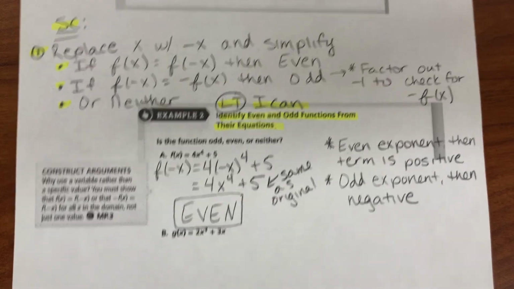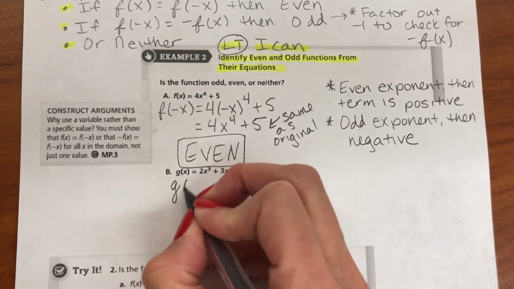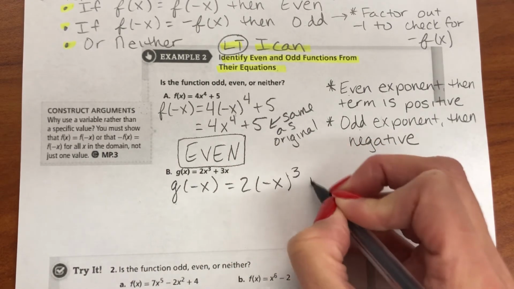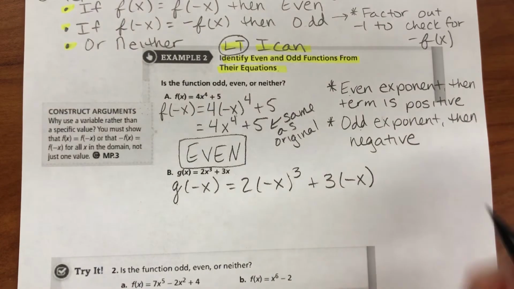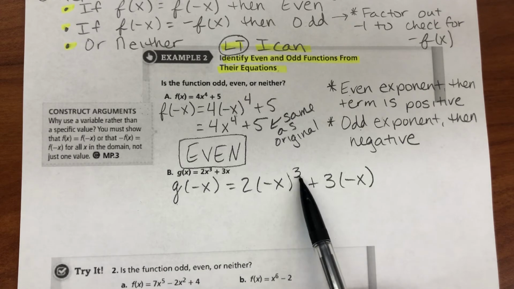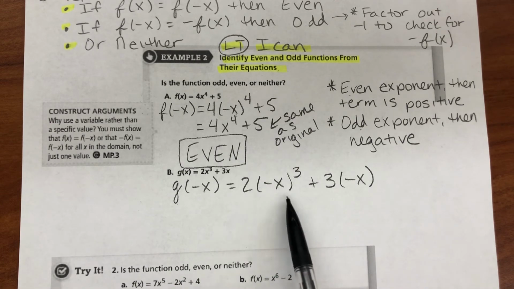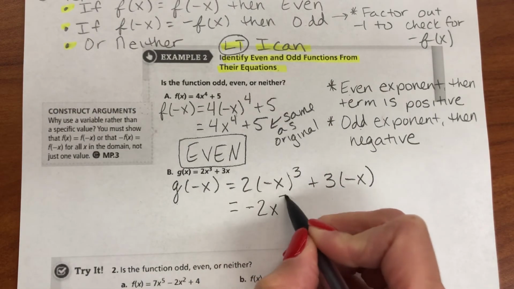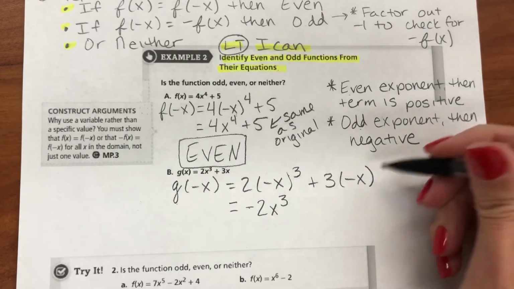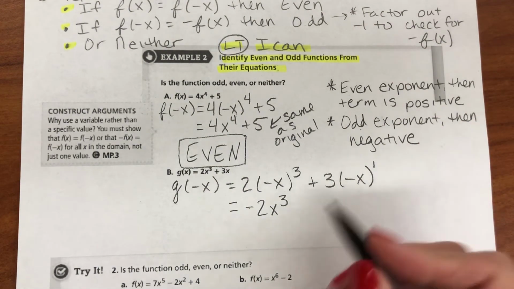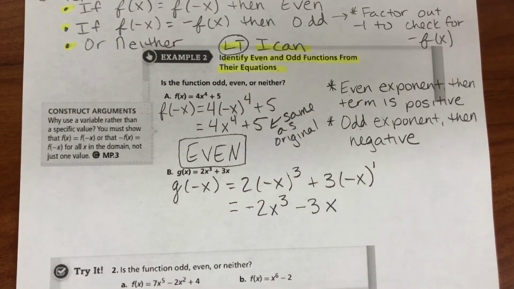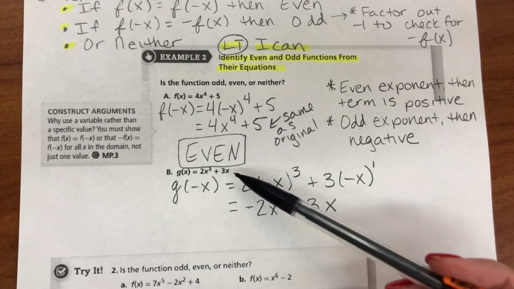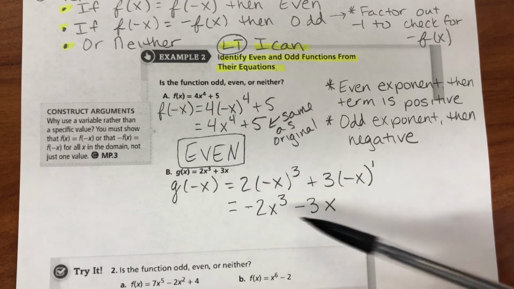All right, let's try the next one. I'm going to take any x I see and replace it with negative x. And now I'm going to simplify. This is an odd exponent, so that means this is going to stay negative. So this is going to be negative 2x to the third. Again, odd exponent, you could say that's a 1. So 3 times negative x is negative 3x. So it stays negative there. Now I'm going to compare it. Is this the same as this? No, it is not. So it's not even.